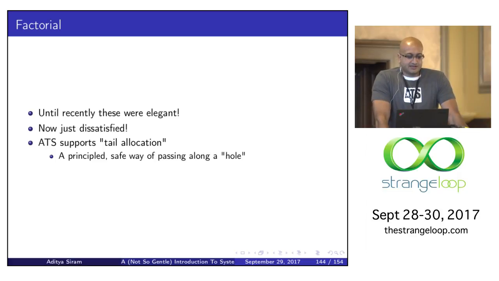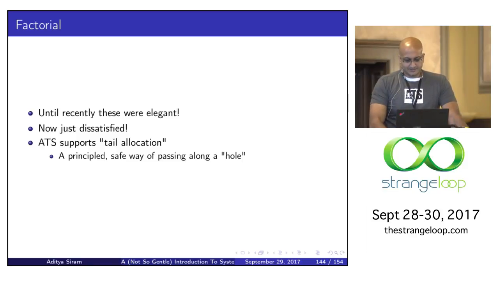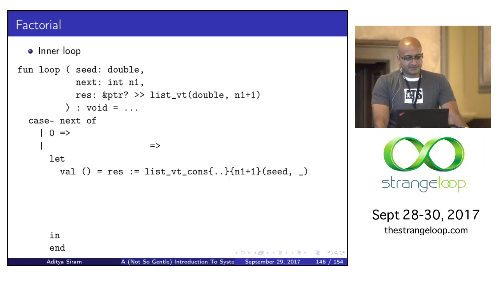Tail allocation is a way of punching a hole in a data structure. Punching a hole that will be filled in later on. In a way, you can think of it as a principled null pointer, but it's not quite that. Okay. So, let's get back to our loop. Cut out some of this code, and look at that let block.